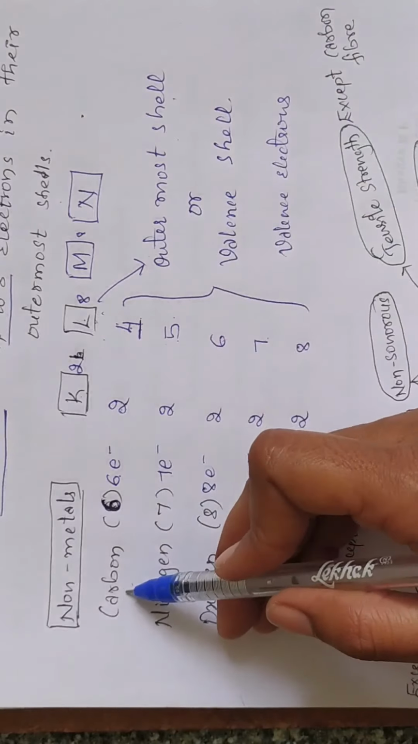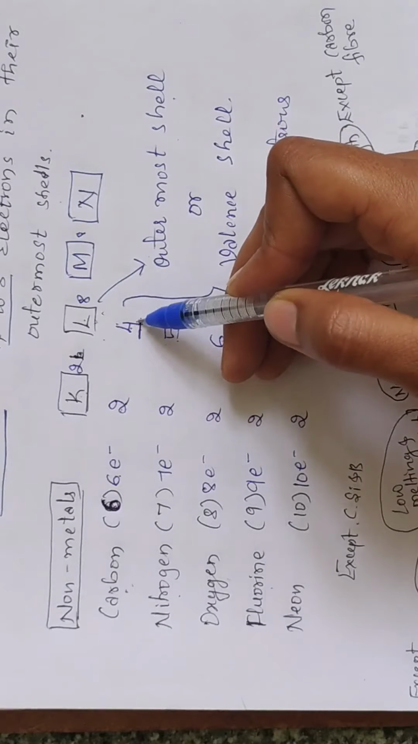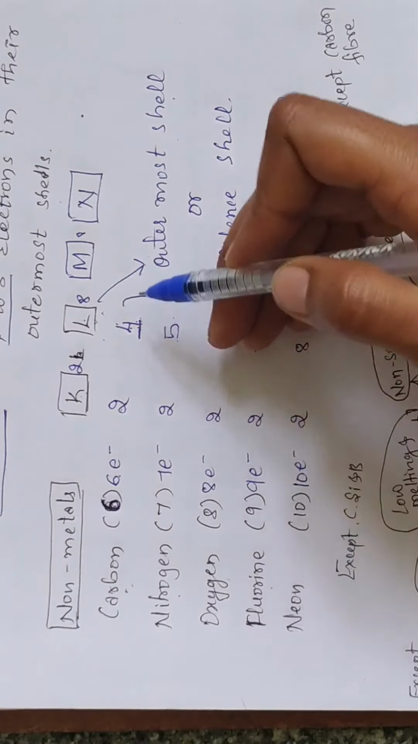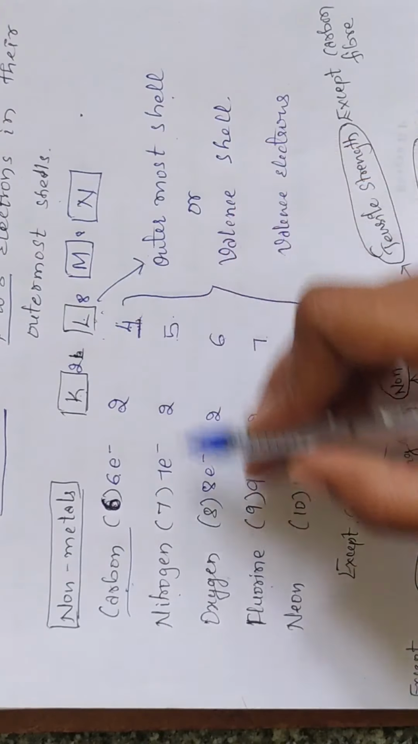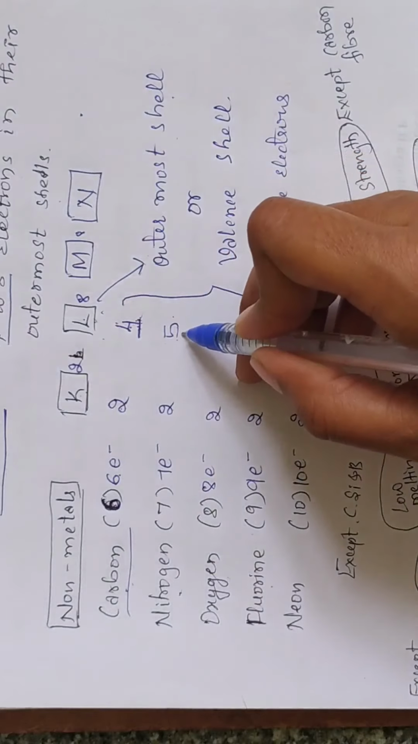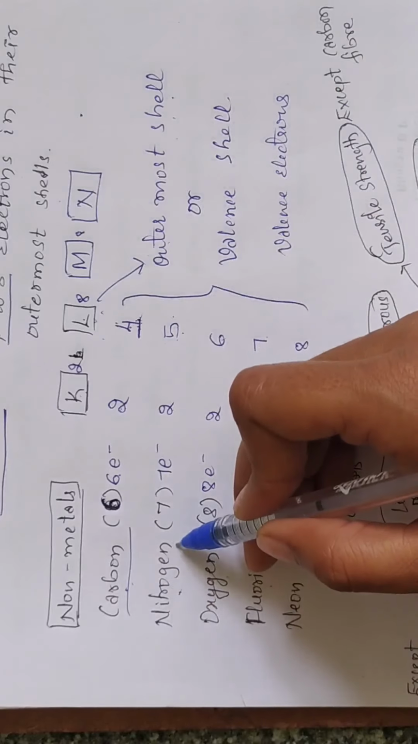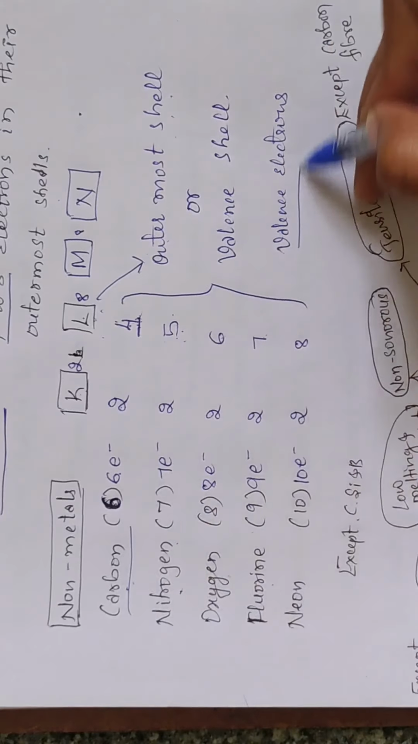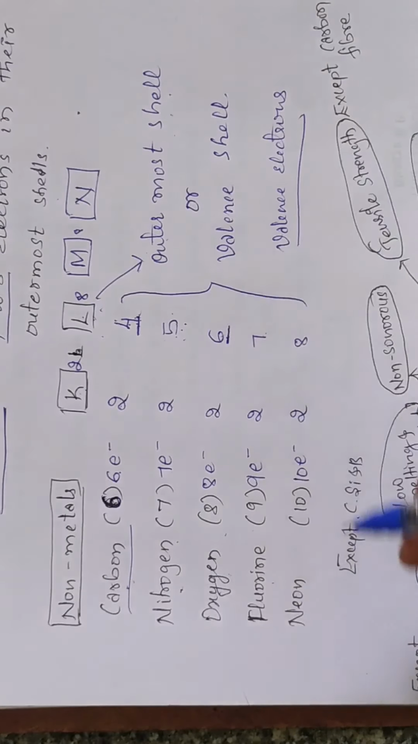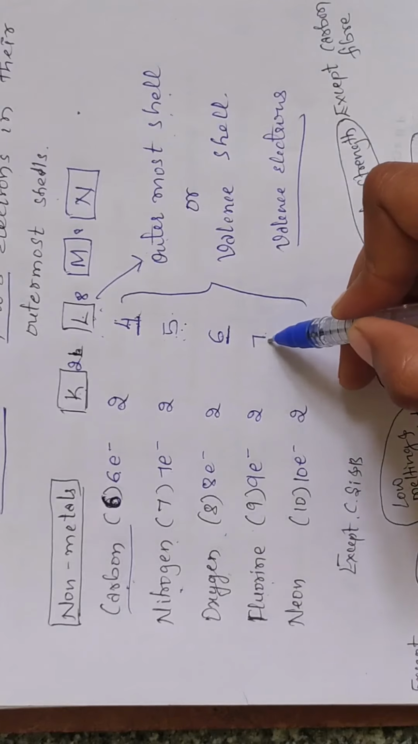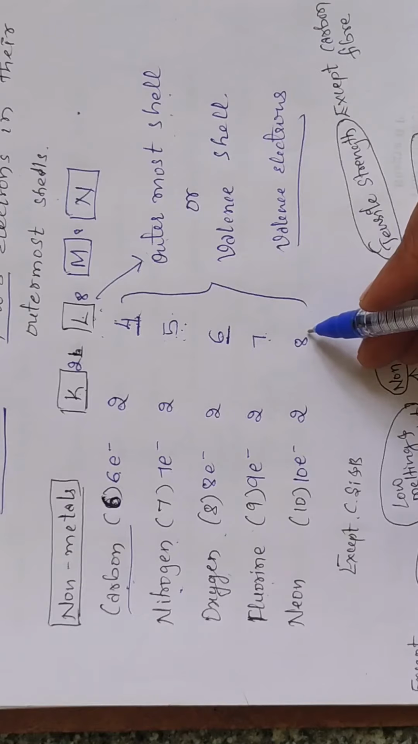See here, in the carbon atom, L is the outermost shell, and in the L shell 4 electrons are there. Therefore, carbon has 4 valence electrons. In nitrogen, 5 electrons are there in the outermost shell, or we can say nitrogen has 5 valence electrons. Oxygen has 6 valence electrons. Fluorine has 7 valence electrons. Neon has 8 valence electrons.